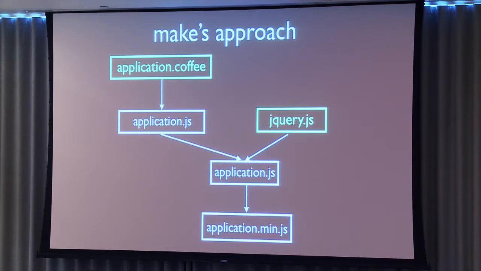But that requires that for every output file, we have the complete dependency graph of where each file comes from. So every plugin, the minifier, the concatenator, the CoffeeScript compiler, needs to tell the build tool what the dependencies are. And that can be pretty tricky.